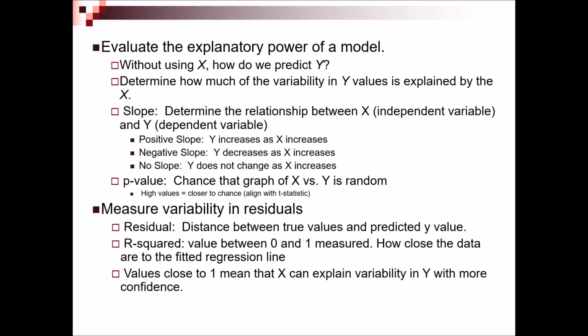About 67% of that variability can be explained, so using school attendance can help predict school achievement rates. Slope determines the relationship. We've got positive slope, negative slope, or no slope, which indicates no relationship. And then the p-value: what is the chance that the x versus y is random? Meaning that I just throw these points up there. What are the chances that they're random?